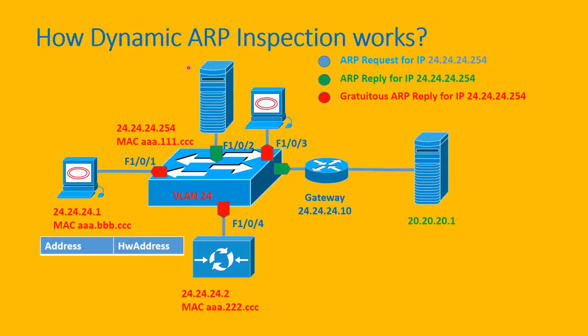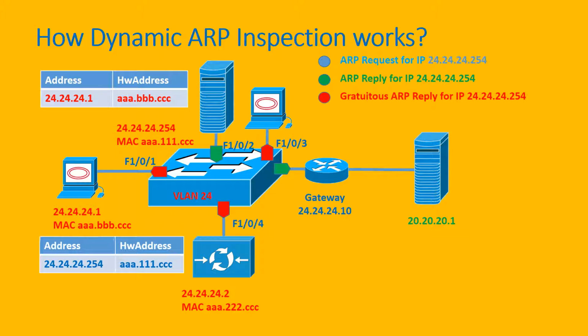The server listens to the packet and finds that the packet is for itself, so it first needs to update its ARP table for the address of the client and then sends the ARP reply back to the client, and the client updates its ARP table for the MAC address of the server.